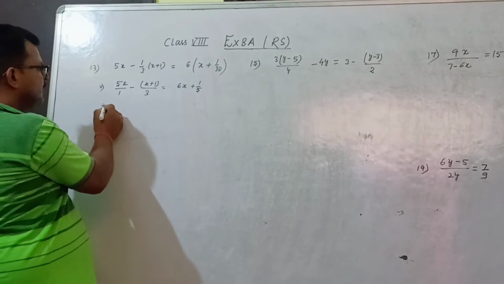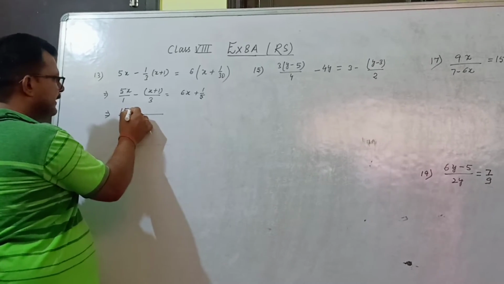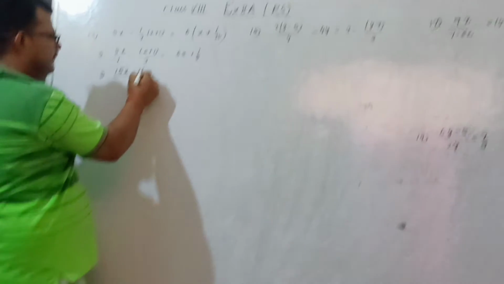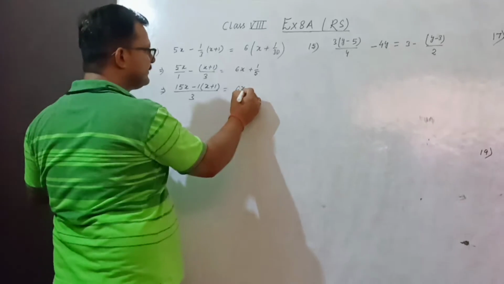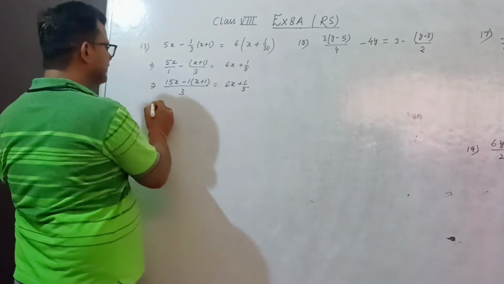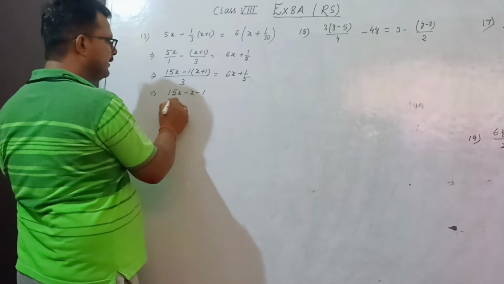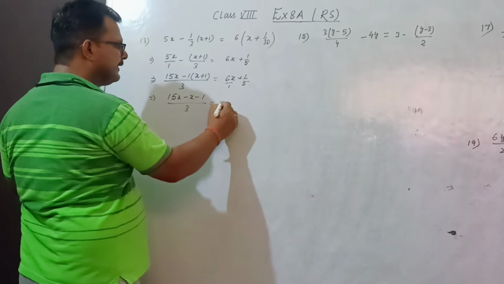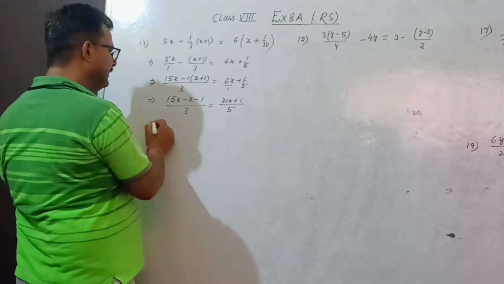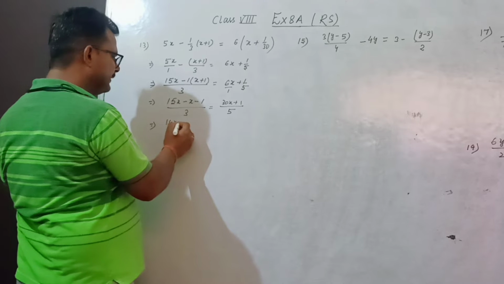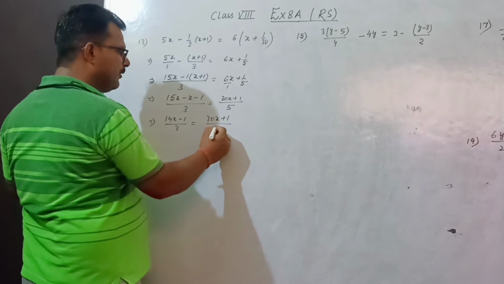Now what you have to do? You have to take the LCM again, of 3 and 1. 3 times 5 is 15x. Here 3 times 1 is 3, 1 times 1 is 1. Here x plus 1. Now write 6x plus 1 by 5. See, here it will be 15x minus x minus 1 upon 3. Here again you can take the LCM. It will be 5. 6 times 5 is 30x plus 1. See here, 15 minus 1, 14x minus 1 upon 3. Here 30x plus 1 upon 5.